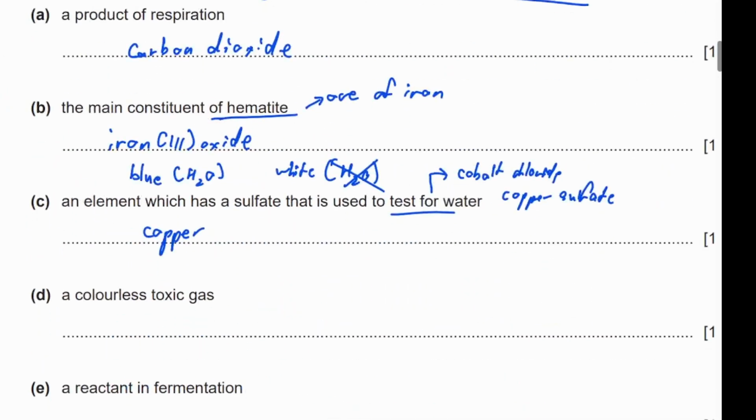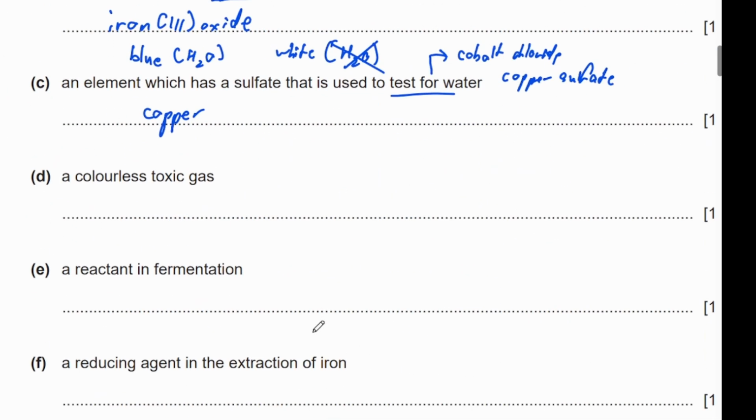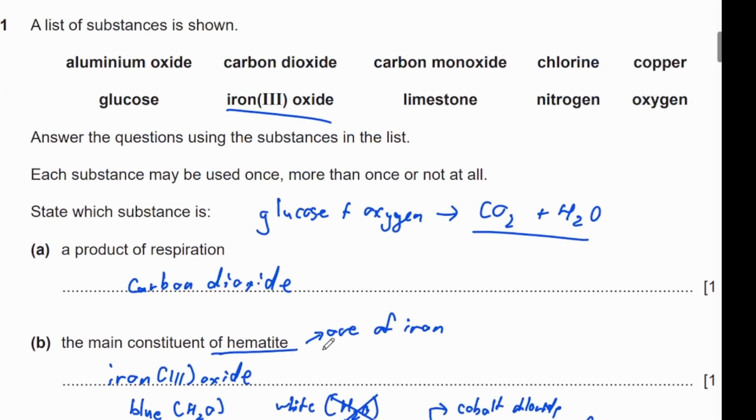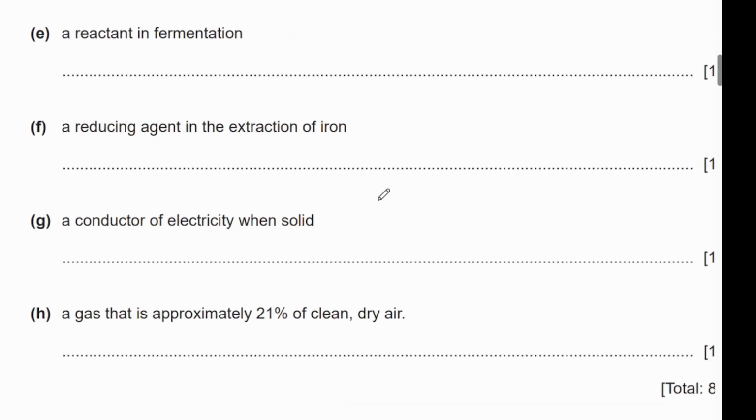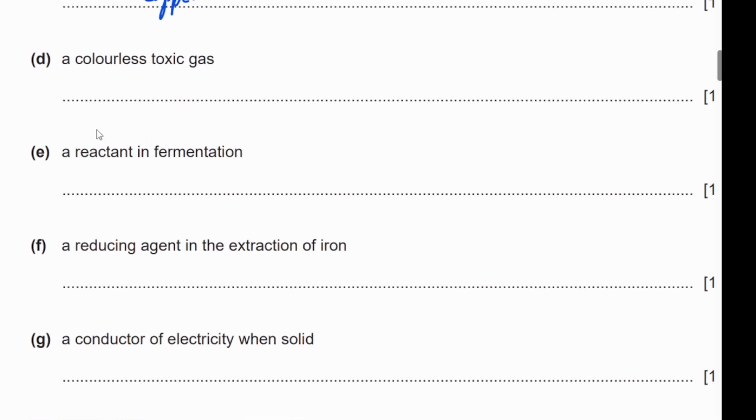D. A colorless toxic gas. So in this list, there's only two toxic gases. There's only carbon monoxide and chlorine. So chlorine is a green gas. So therefore, the only colorless toxic gas is carbon monoxide.